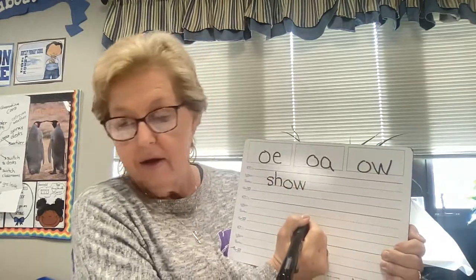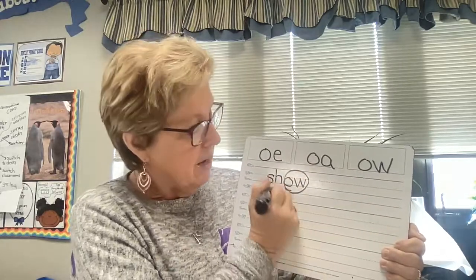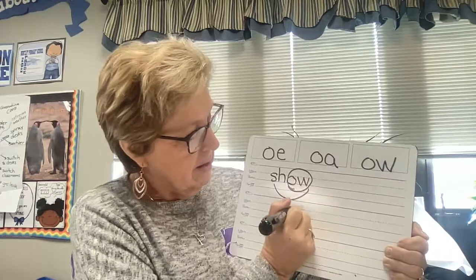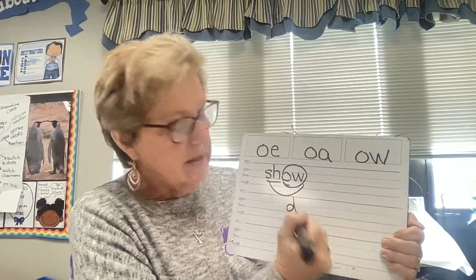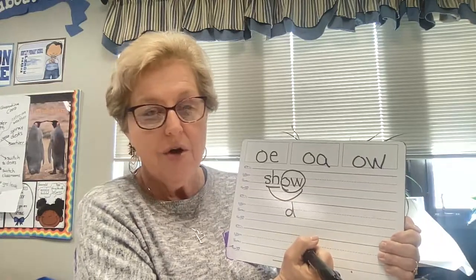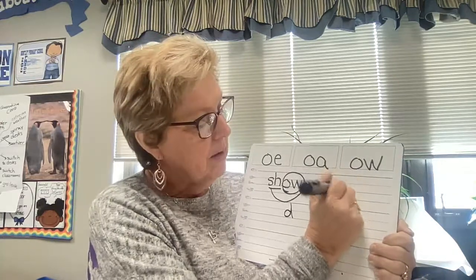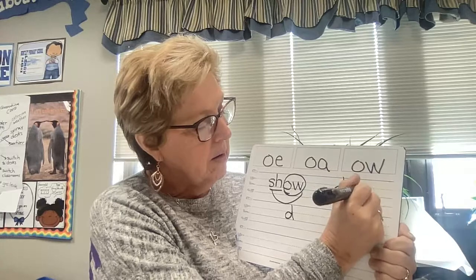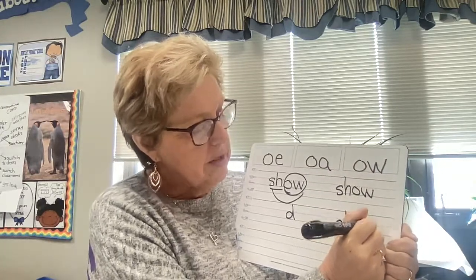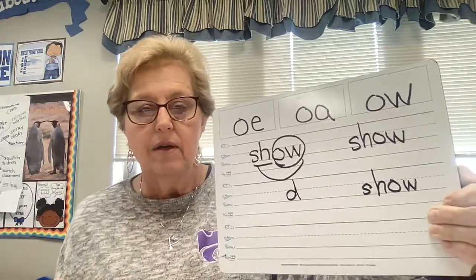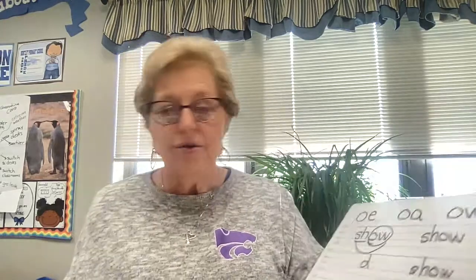Show. So circle the double vowel. Scoop it. Oh, we have to underline that SH, and it is a double vowel. Show. Write the word 2 times. Show your teacher your work. New slide.